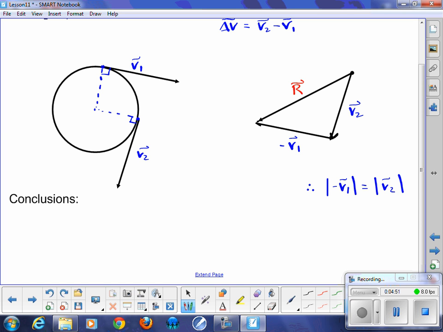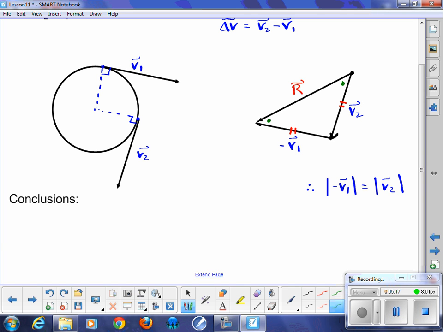Now these two vectors are acting perpendicular to each other. And what's created is that because these two vectors are of equal length, I'll just put that in hash marks, these two angles down here are the same.